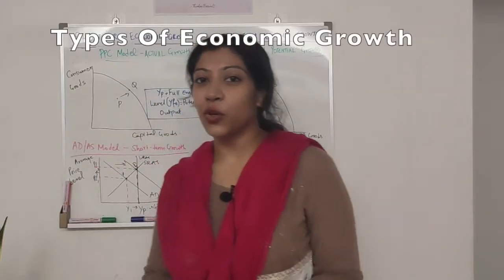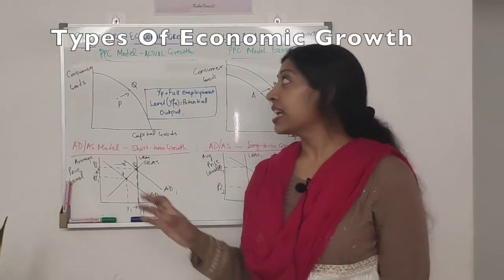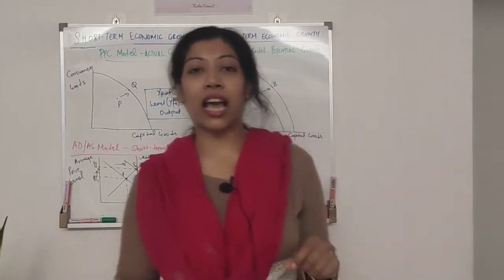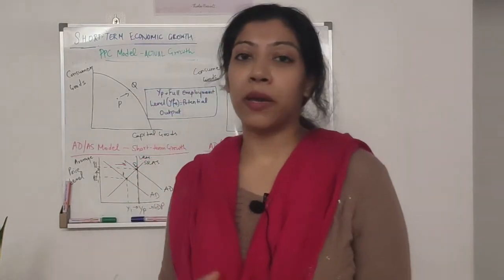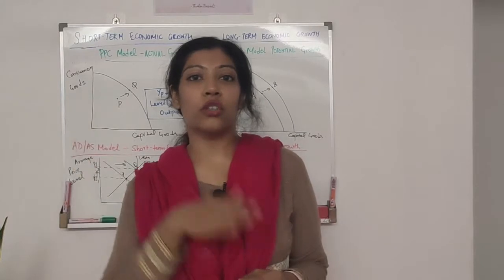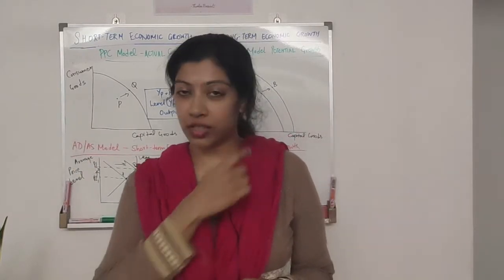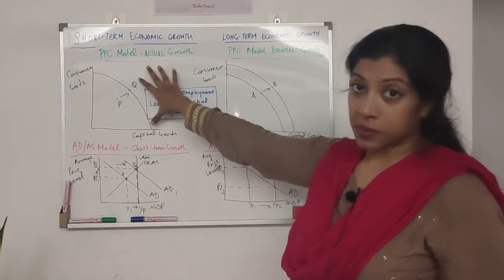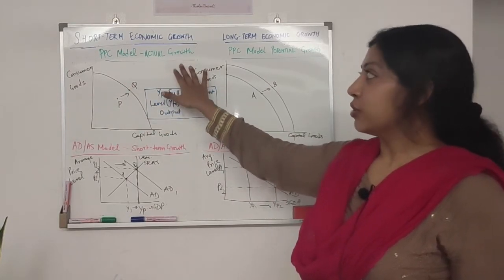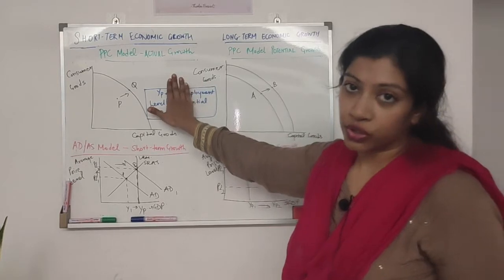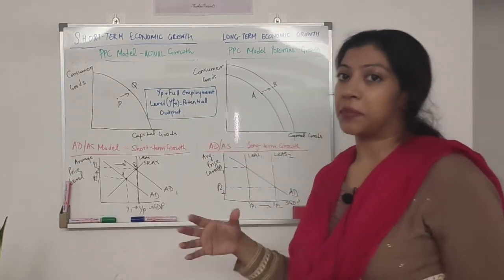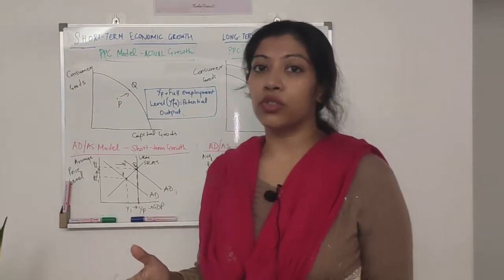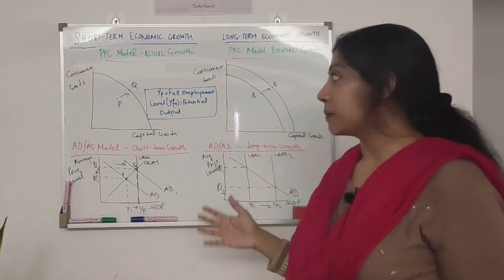Last and final video of the series on economic growth. In this particular video, we'll look at two diagrams by which we can show short-term economic growth and long-term economic growth. So for short-term, we can use the PPC model and show real GDP or actual growth. So if there is actual growth, that means there is economic growth in the short term in the real GDP.